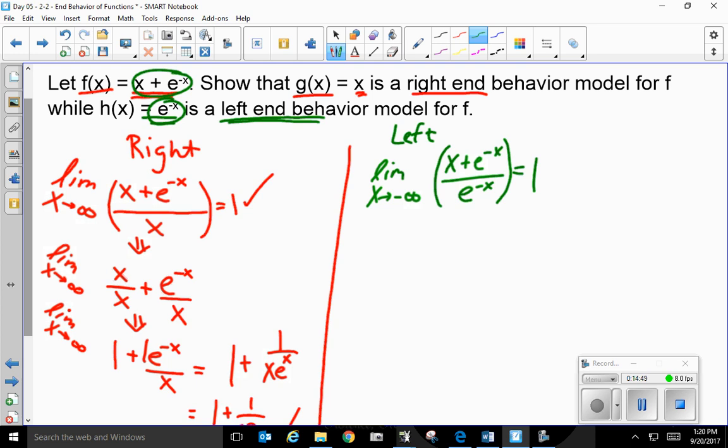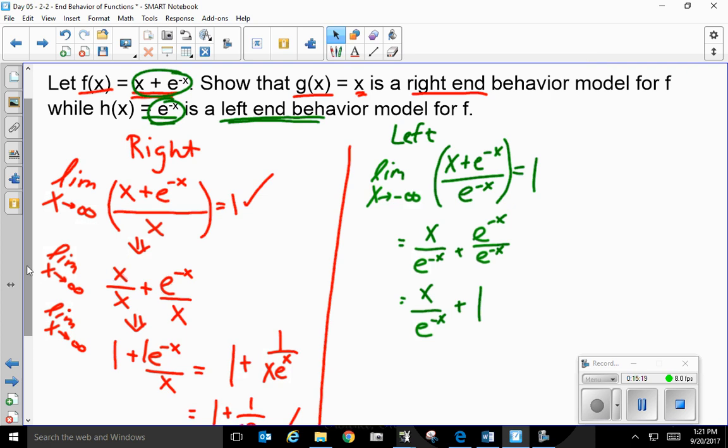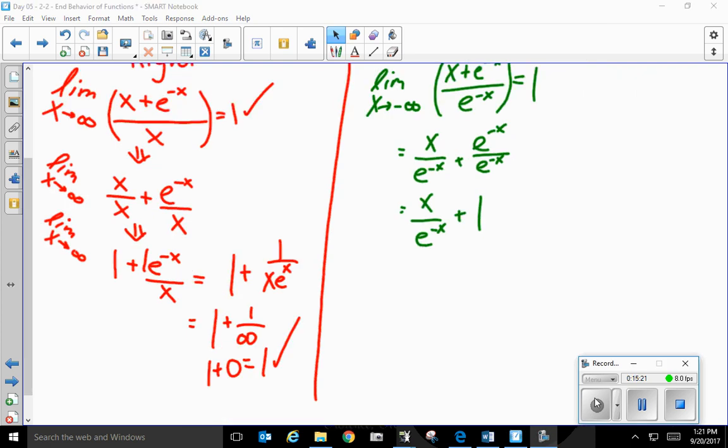We're going to break this up into two fractions. So ready? Okay, so this is going to be x over e to the negative x plus e to the negative x over e to the negative x. So now this is going to be x over e to the negative x, plus 1, isn't it? And we still need to plug in our infinity for x.